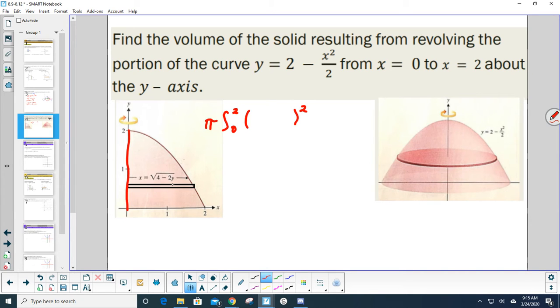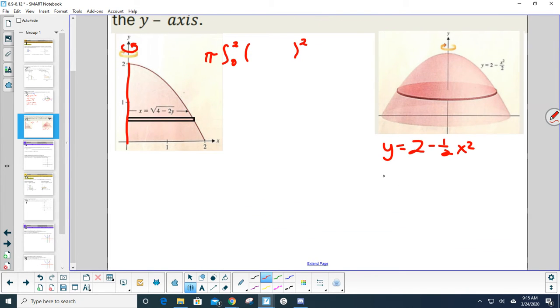And this time, if you'll notice, they gave it to us like this. They gave us y equals 2 minus 1/2 x squared, but they want it rotating about the y-axis. So what we had to do right here is take this and solve it for x. So if I go ahead just real quick, come over here and solve it for x, even though they've already done it, I kind of want to talk about it.